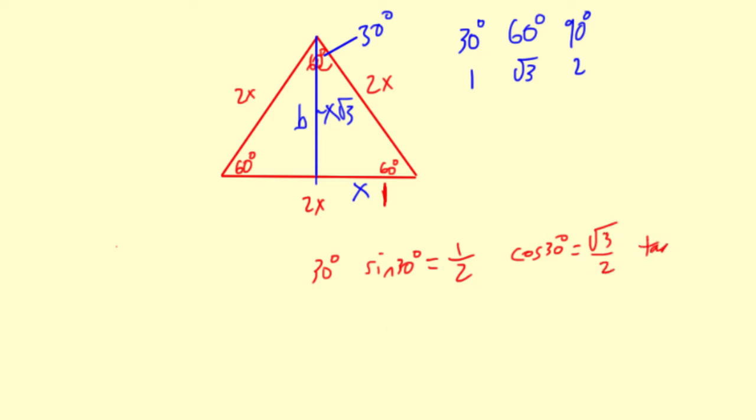And the tangent is the opposite divided by the adjacent, or 1 divided by square root of 3. And you can rationalize that to be square root of 3 over 3. That's probably the preferred form.